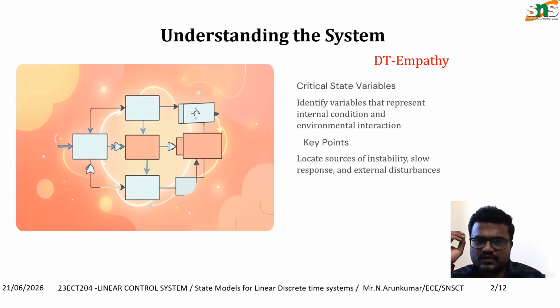Understanding the systems. Every model has some concentration and every model needs to be verified by using some system. Here the concentration is on the critical state variables, and the key points given are slow response of the system, instability of the system, and external disturbance of the system. These are the key factors to be concentrated on while designing a state model representation of the system, so that the model is mapped based on the input signal without any error or instability problem.